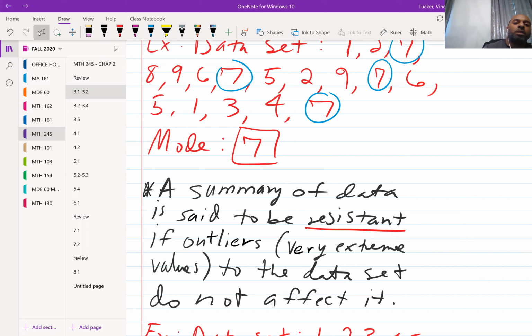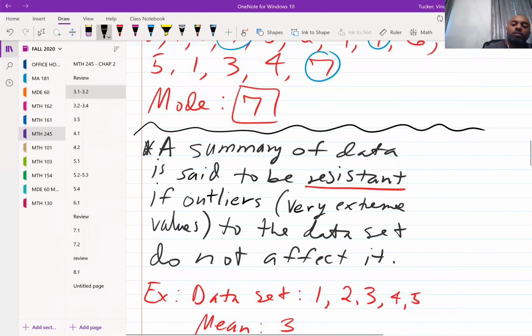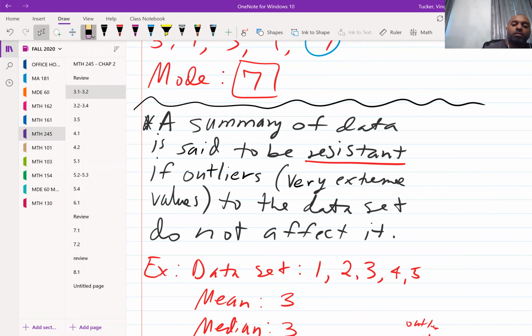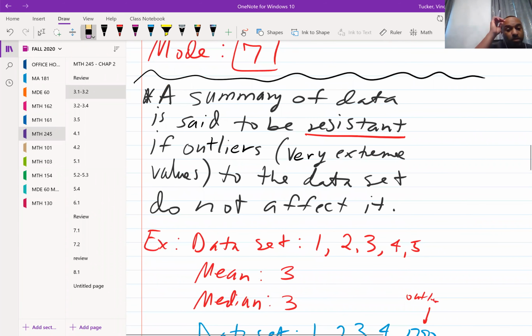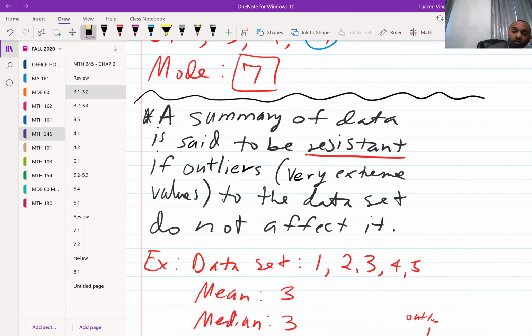So, I'll show you what that means in a second. So let's go back to our data set of 1, 2, 3, 4, 5. We already established that the mean was 3 and the median was 3.